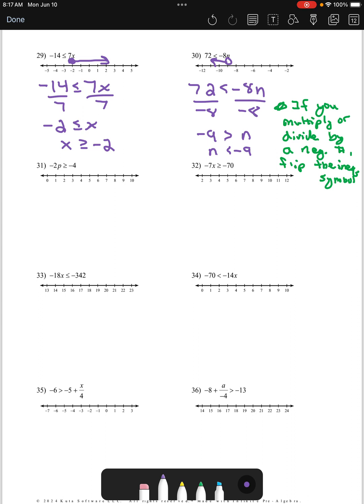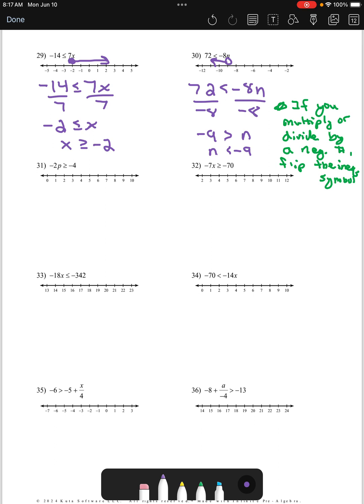So here's your new rule. If you multiply or divide by a negative number, flip the inequality symbol. You'll notice we didn't do this at all yesterday. I didn't do it on number 29. And those are all correct, by the way. All 6 problems from yesterday, number 29, absolutely fine. And some of them involve negative numbers.